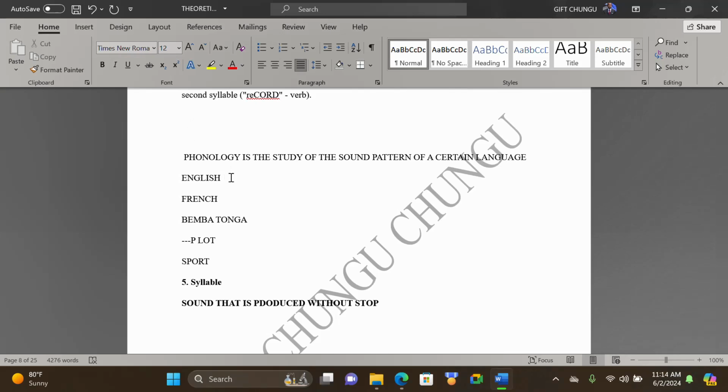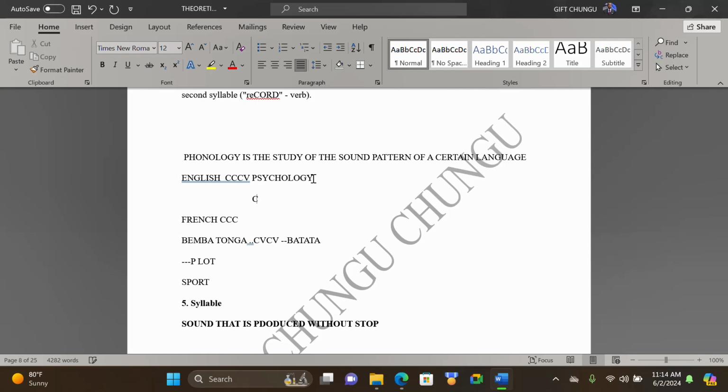For example, in English, we can have C, C, C, V. Even here we can have C, C, C, C, C, C like that. And then here in Bemba, we have CV, CV. Meaning, for example, we are going to have batata there. So, meaning B consonant, vowel, consonant, vowel, consonant. And then here also we can have, for example, psychology. So this one has C, C, C, C, C, and then we have V like that. So these are sound patterns that we are looking at, or clusters. So meaning the study of a sound pattern in a certain language, that is what we call phonology.